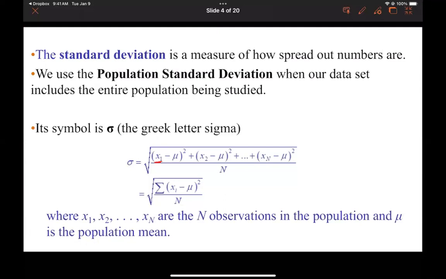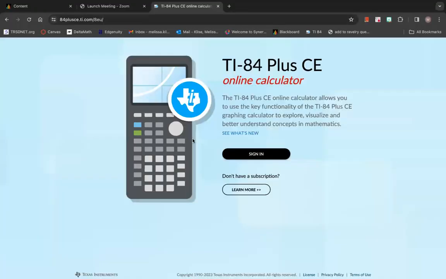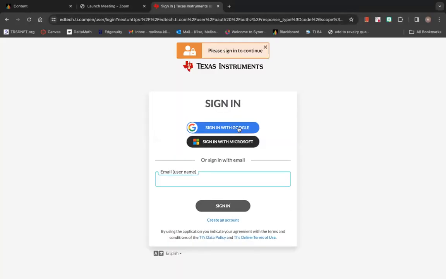It'll be all calculator. If my lovely calculator will work, I'm going to pop over there again real quick. Okay, let me see if I can sign in. Fingers crossed this works. Okay, let's sign in with Google.